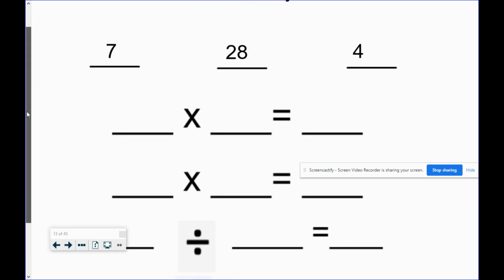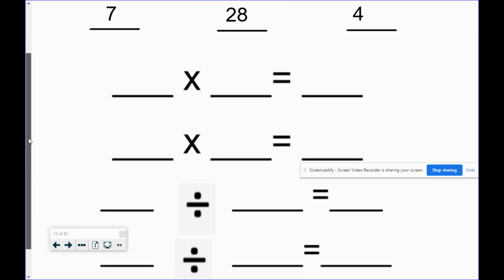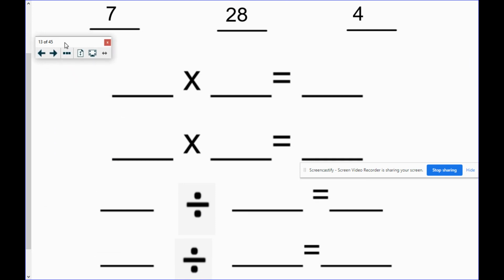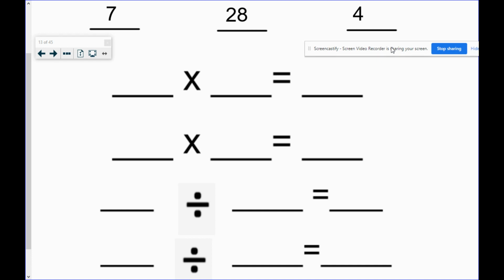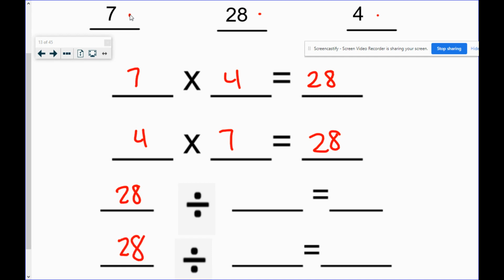So you do this, stop the video or pause the video and you try your hand at making some multiplication and two division sentences using the numbers 7, 28, and 4. And then check back with me for your answers. 7 times 4 equals 28. 4 times 7 equals 28. And then we take our total and start the division sentences with that. 28 divided by 7 equals 4. 28 divided by 4 equals 7.